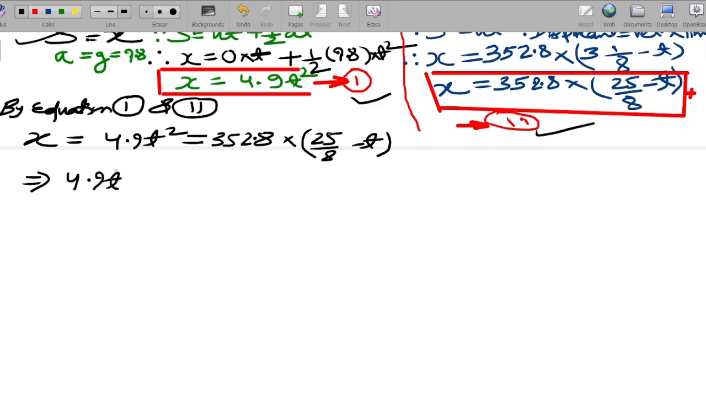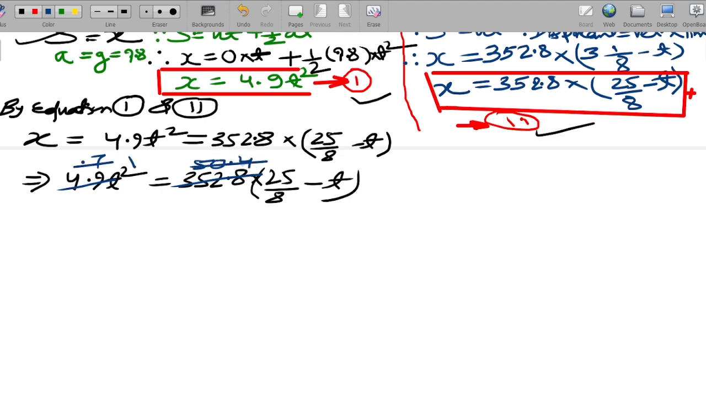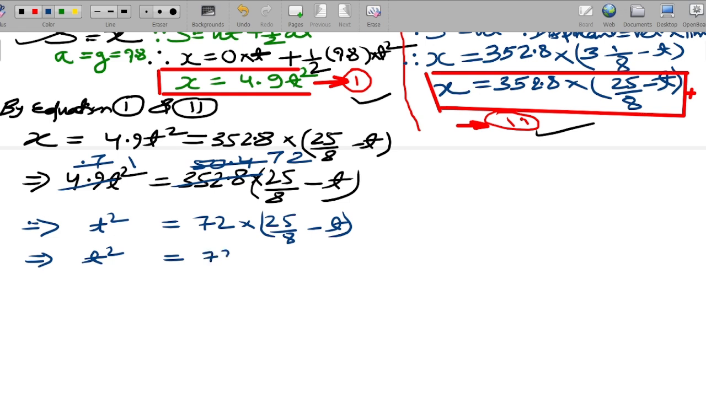You can cut this number by 7. It will again be cut by 7. So 2 times, we will get t square equal to 72 into 25 by 8 minus t. So just open the bracket, just normal calculation. I have increased the speed of this calculation over here.